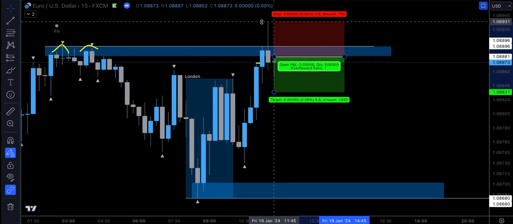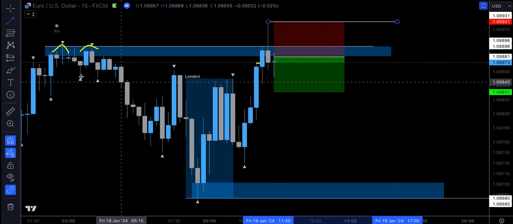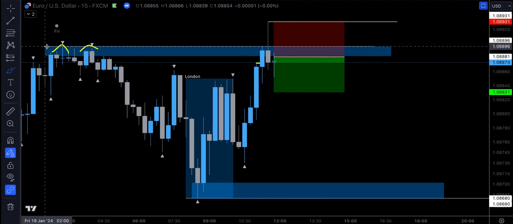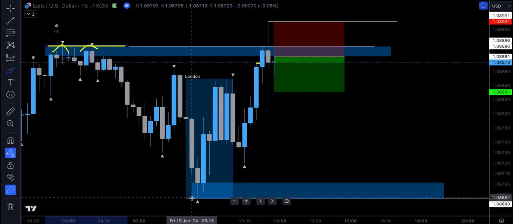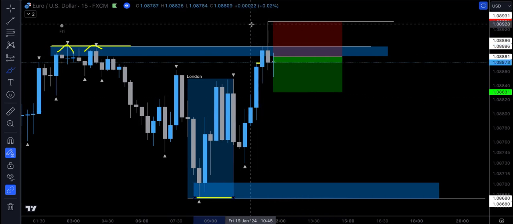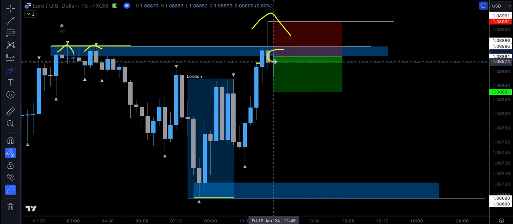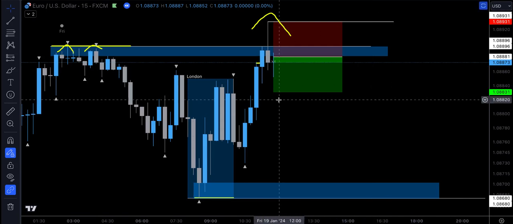We've got clear invalidation above this high here. We know exactly when we're going to be wrong in this market. So this is the range that we're trading. We've got range highs here at 1.08900, and we've got range lows down at 1.08700. We've seen this deviation, we've seen this reclaim, and we've just retested and we're triggered in this trade. So we're looking to short this market to the downside.